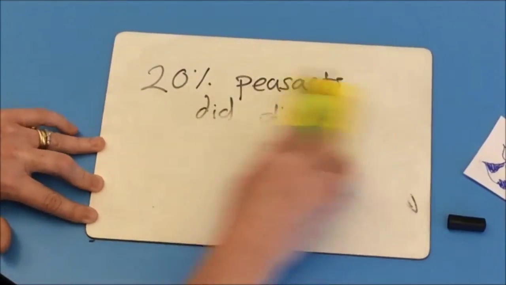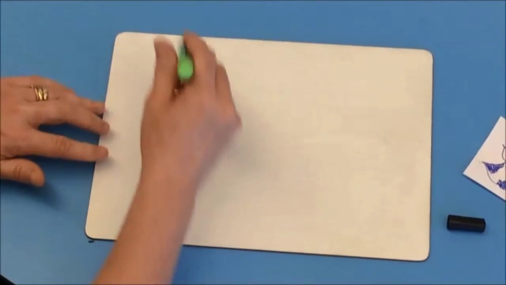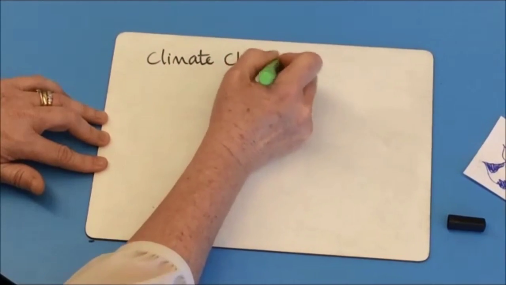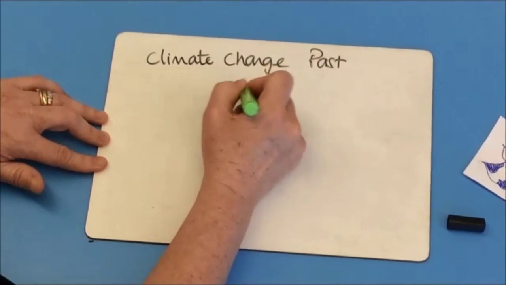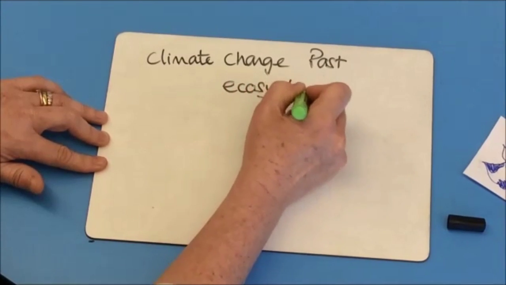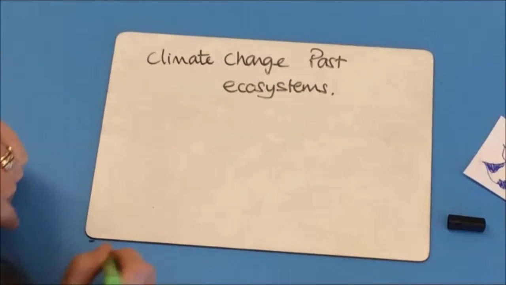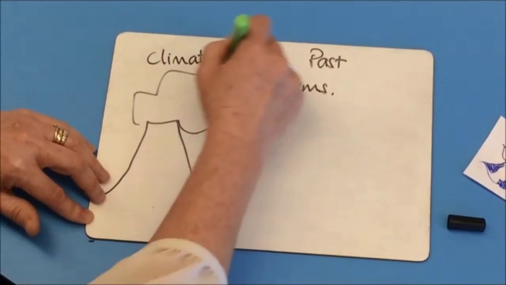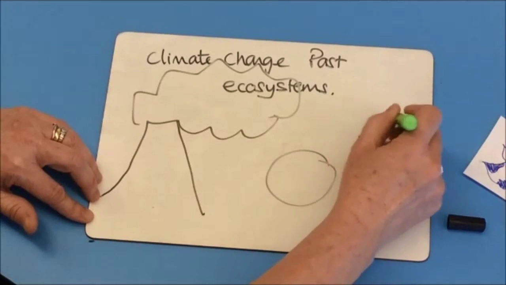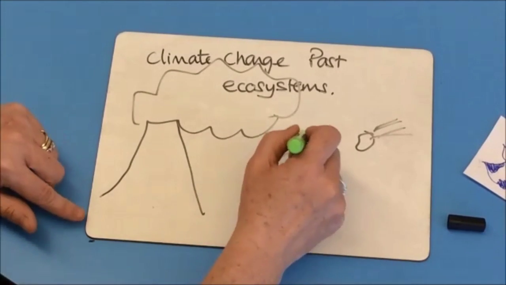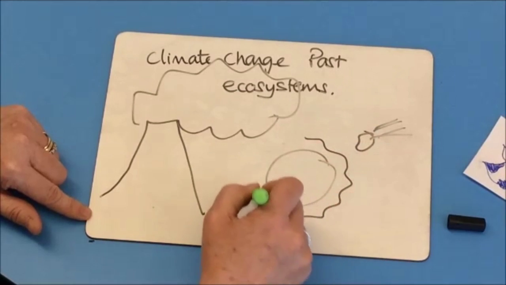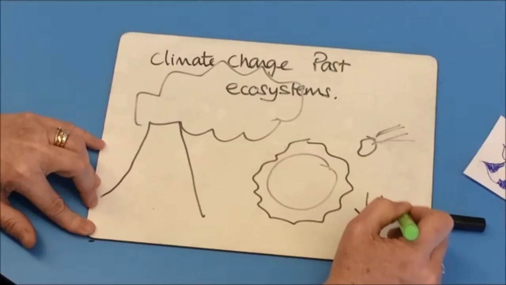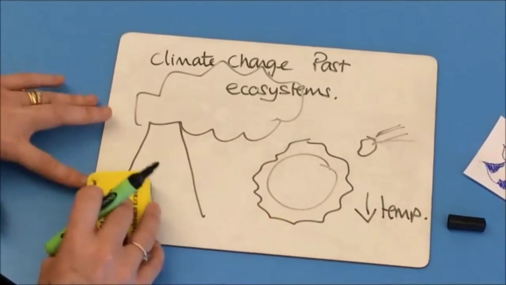Okay, so the Little Ice Age and the impact on people. Now, climate change in the past has also affected ecosystems. Now, we know in the past there used to be a lot of dinosaurs around. However, there was a huge volcanic eruption, and an asteroid strike, which created a layer of ash around the Earth, which led to cooler temperatures. Now this all happened really, really quickly.